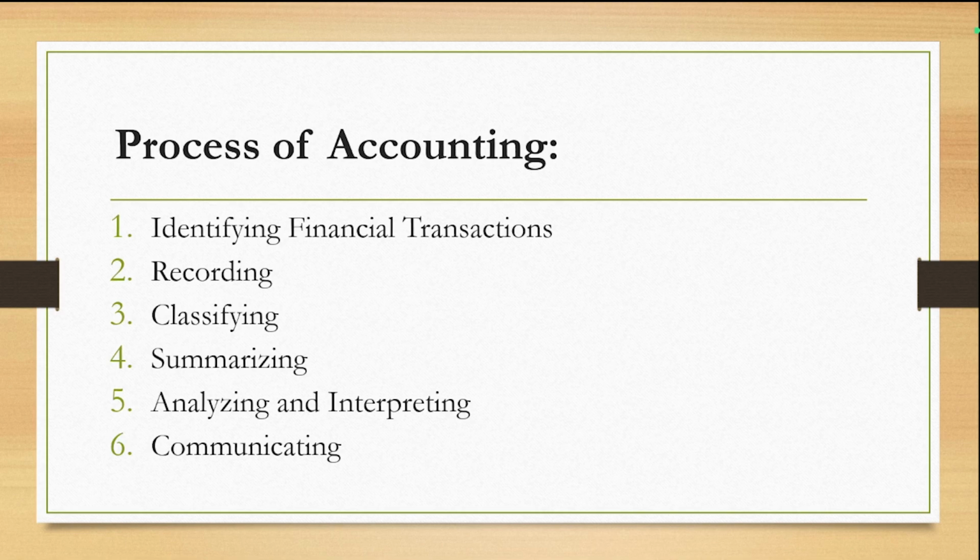The process of summarizing will take place in a statement called trial balance. In trial balance, we have two sides. One is the debit side of balances, another is the credit side of balances. In the debit side of balances, all the accounts related to assets and expenses, and in the credit side of balances, all the accounts related to income, liabilities, and capital.